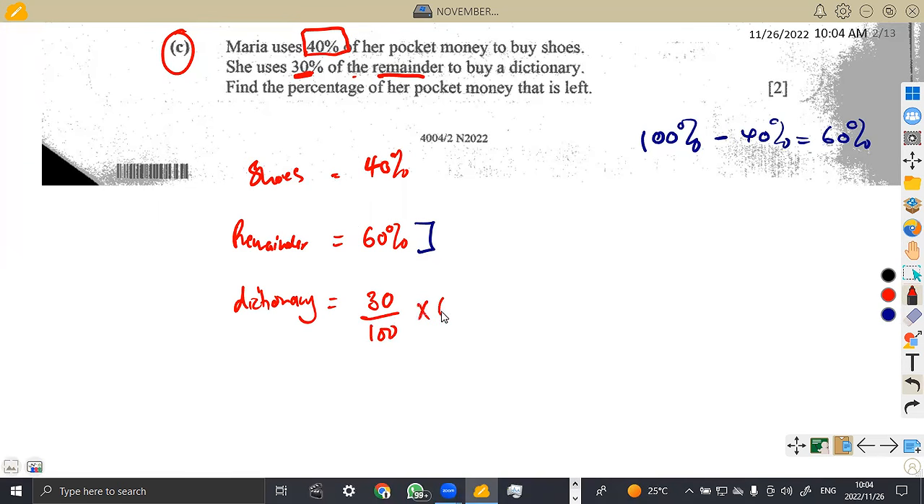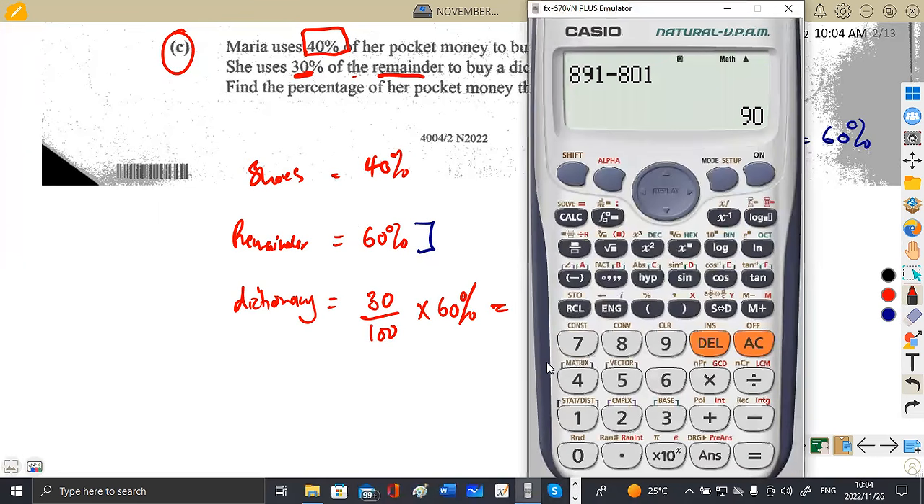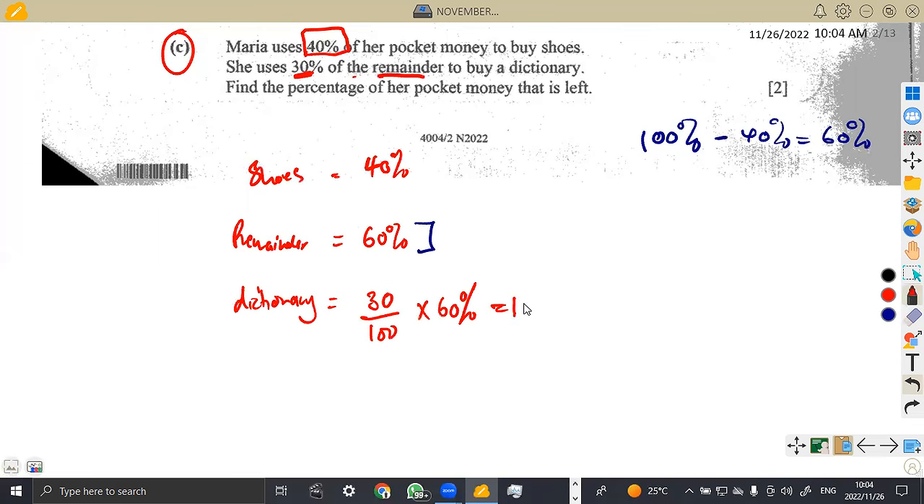So it's 30 over 100 times 60%. Let's see how much percentage she used to buy the dictionary. So it's 30 over 100, whatever we have, we multiply by 60%, which is going to be 18. So definitely she used 18% to buy a dictionary. So far she has used 40%, and she has used 18%.